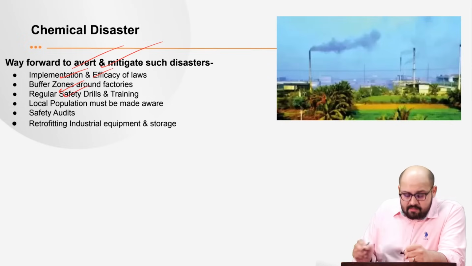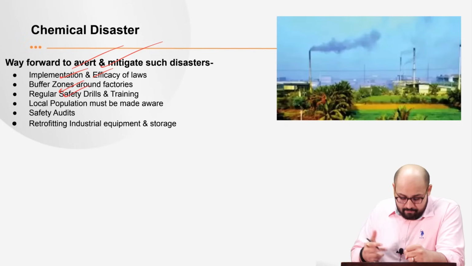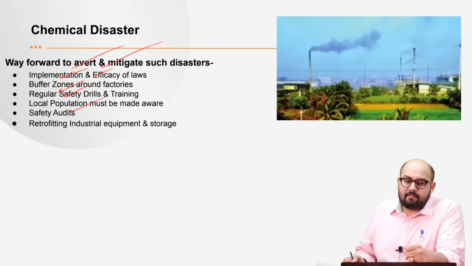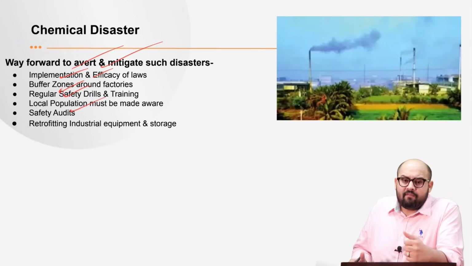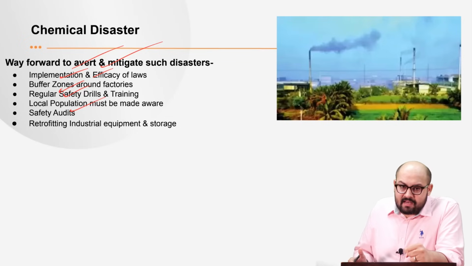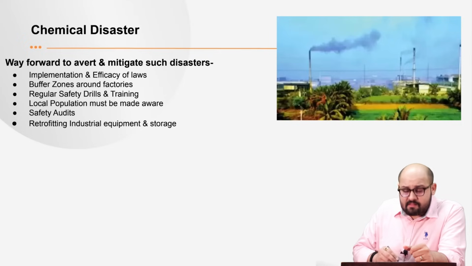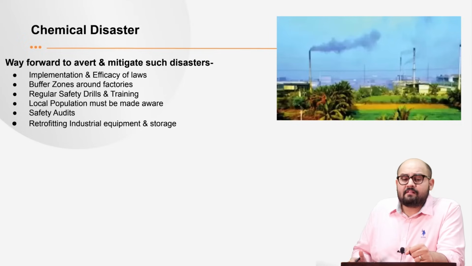Then regular safety drills and training should be there so that there can be a rapid response. Then the local population must be made aware. There have been incidents where the local people were not even aware that such industries were handling such dangerous and harmful chemicals. So the local population needs to be made aware. Then safety audits should be there. What it means is that audits should be carried out by autonomous institutions or bodies so that timely interventions can be made and penalties can be imposed.